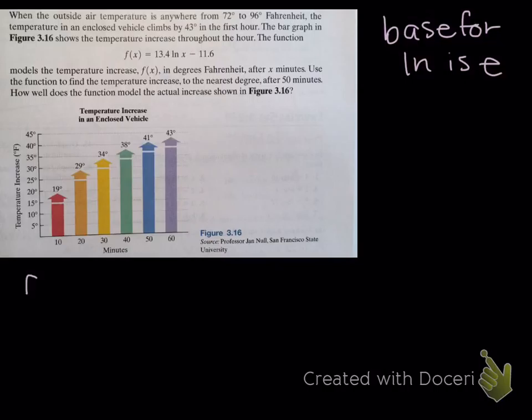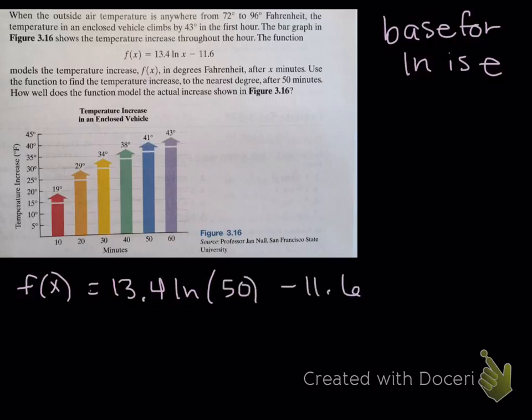So for here, I have f of x equals 13.4 ln, and I'm going to evaluate this at 50, minus 11.6. Now this is just a bunch of calculator work. You would use the calculator to figure out ln of 50, times it by 13.4, and then subtract 11.6 from it. When you do that, we get an answer of approximately 41 degrees.